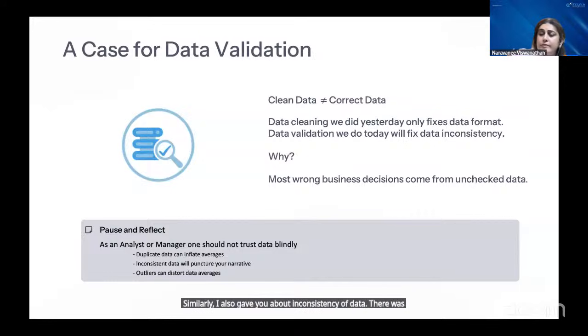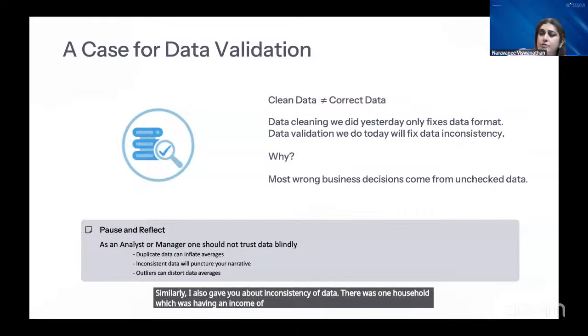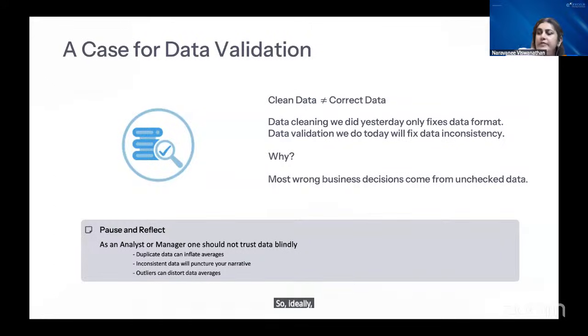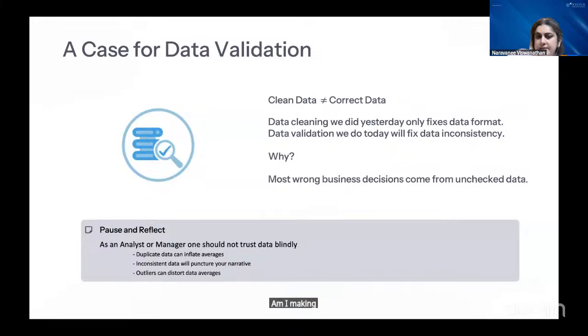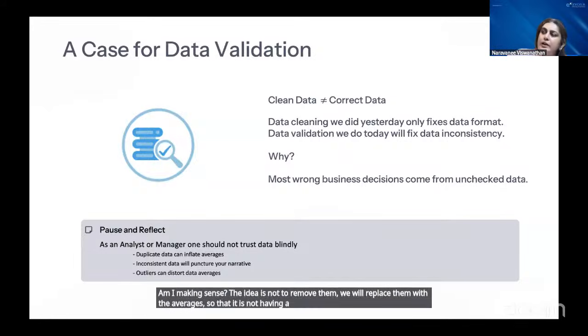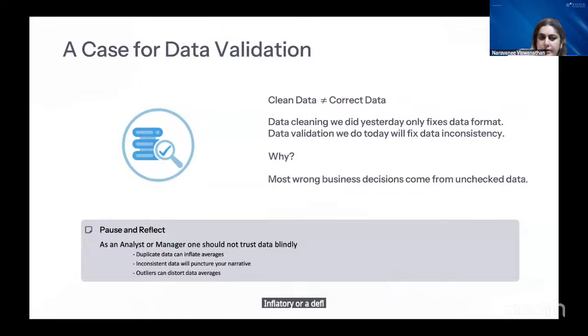There was one household which had an income of 0, another household which had an income of 2 crores, right? So ideally, we will not remove them. What we will do is replace these values with the average income. Am I making sense? The idea is not to remove them. We will replace them with the averages so that it does not have an inflationary or a deflationary effect on the analysis.